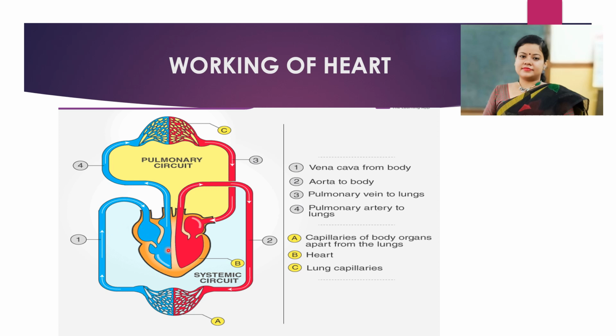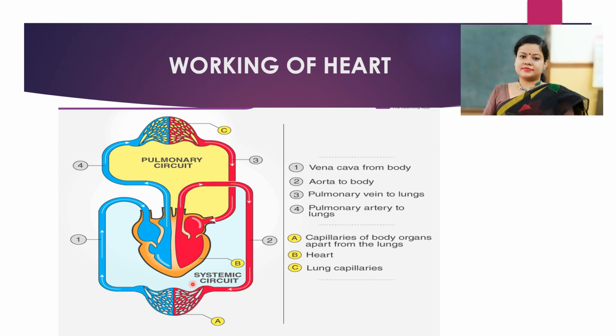Sent to the right ventricle, from the right ventricle through the pulmonary artery. See, number 4, pulmonary artery. It's sent to the lungs where it is oxygenated. Now this oxygen-rich blood through the pulmonary vein, see number 3, is reaching the left atrium. From the left atrium to the left ventricle. From the left ventricle, through the powerful contraction, the aorta takes blood away to the entire body.